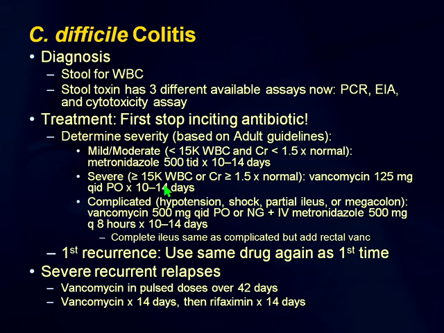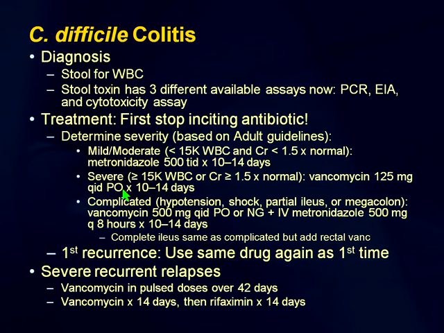Okay? If it's complicated, if they have hypotension, shock, or whatever, you're going to use vanc, but you're going to even use a higher dose. Which I don't think they'll ask you about. But here's the big deal. The first recurrence, which you know they're going to have, 30% of people are going to have recurrence no matter what you use. So in the mild to moderate people, we use metronidazole. If they have recurrence, we're going to use metronidazole again. In the severe group, if we use vancomycin, and now they have a recurrence, we're going to use vancomycin again. Okay? So whatever drug you use the first time, you're going to repeat it the second time if they have a recurrence.